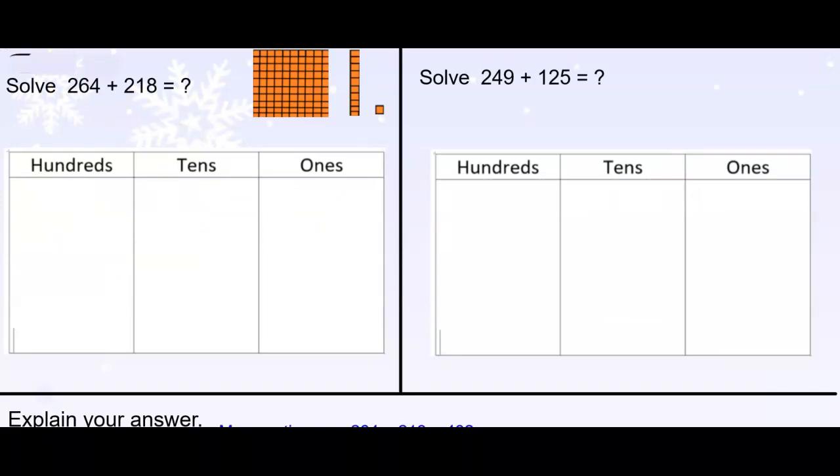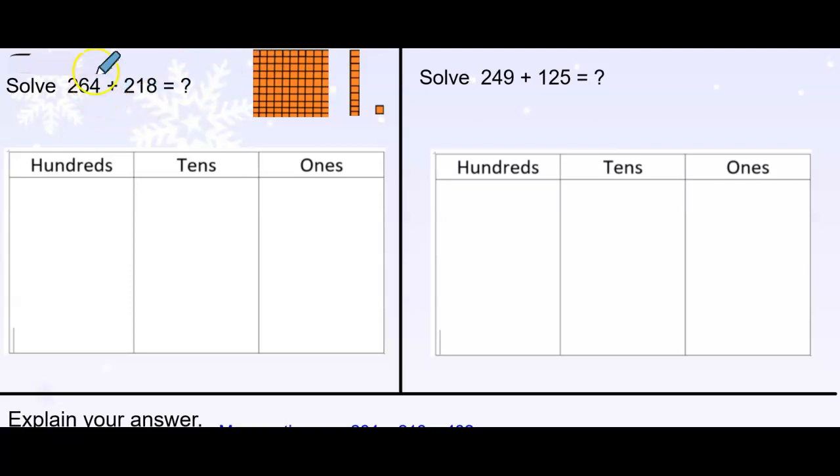Let's look at our problem for today. We're going to solve together 264 plus 218. Boys and girls, do you have your pencil and paper ready? Okay, now, remember, boys and girls, before we build any numbers with our base 10 blocks using the base 10 block strategy, we should identify the place value of each number. Can you help me?